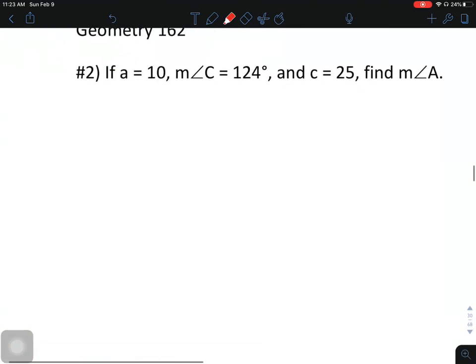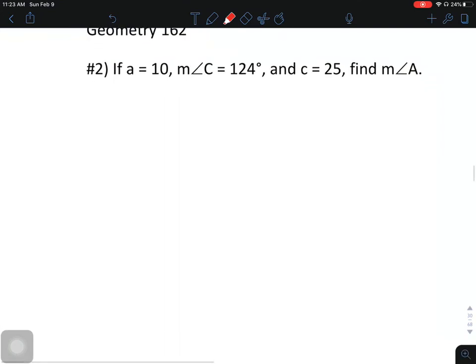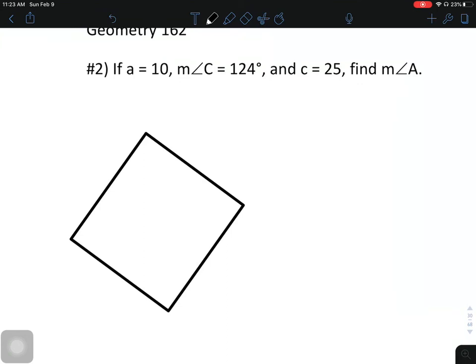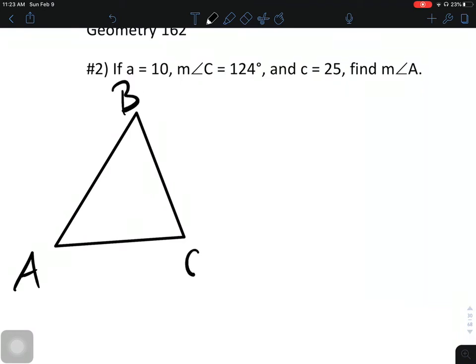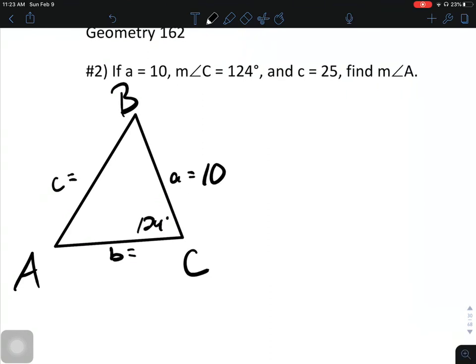Same directions for number 2. Draw a triangle. Any random triangle. That's not a triangle. Call the angles A, B, and C. Call the sides opposite A, B, and C, but lowercase. We're told little a is 10. Big C is 124. Little c is 25. Find the measure of angle A.